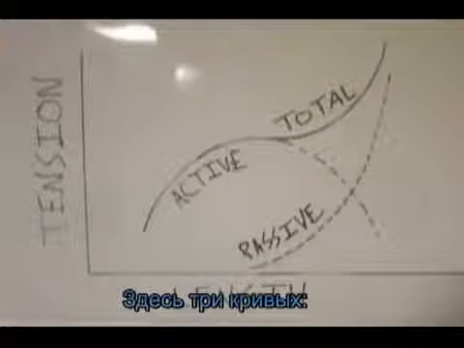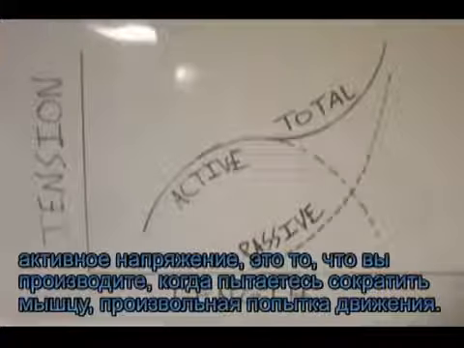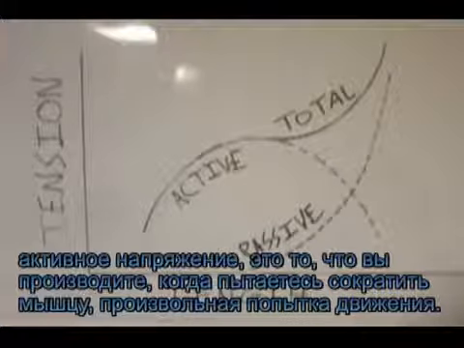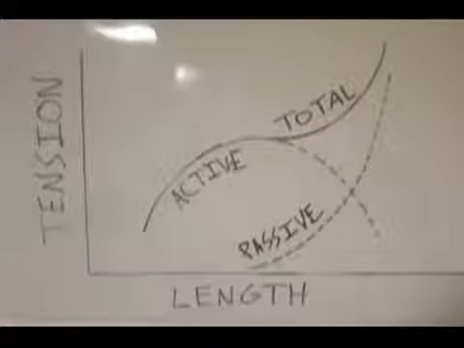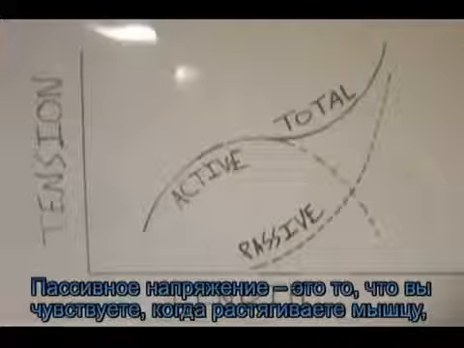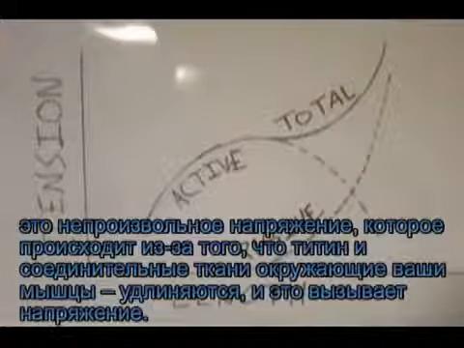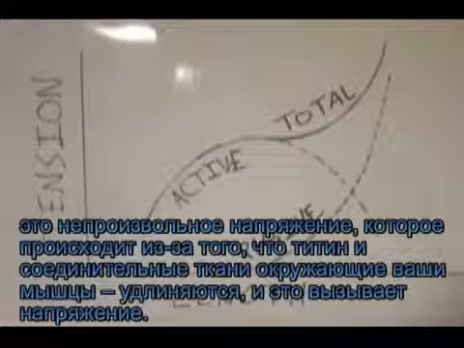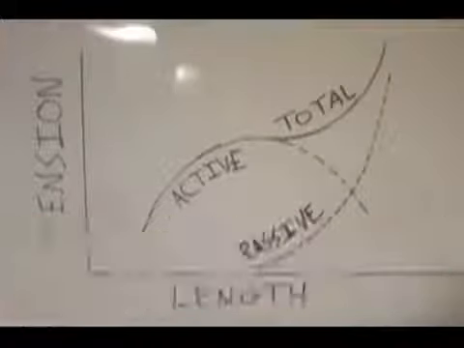So you see there are actually three curves to look at here. You have your active tension. That's what you generate when you are trying to contract your muscles. You are voluntarily trying to move. Then the passive tension is what you feel when you stretch. So you're not trying to generate that tension, it's involuntary. It happens because the titin and the connective tissue surrounding your muscle fibers is lengthening, and that creates tension.